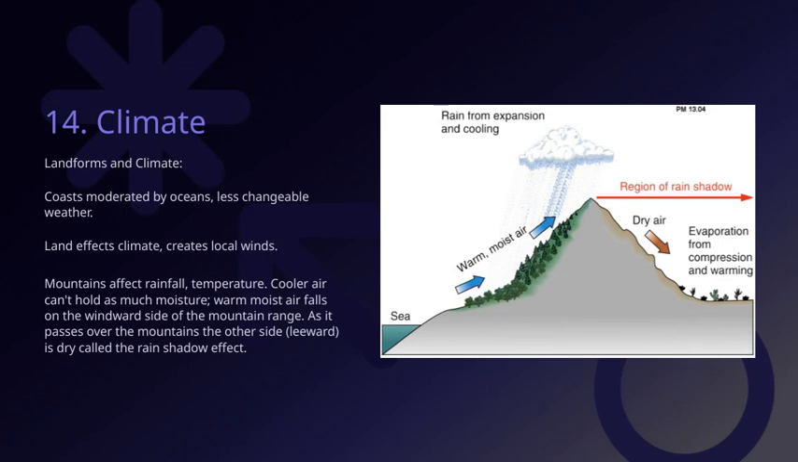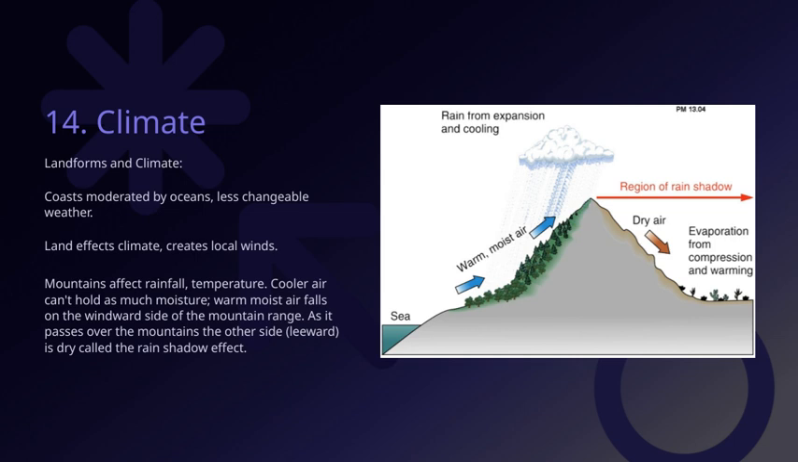Mountains play a significant role in shaping climate by affecting rainfall and temperature patterns. When moist, warm air encounters a mountain range, it rises and cools down because cooler air can't hold as much moisture as warm air. This process causes the moisture to condense and fall as rain on the windward side of the mountains. So, essentially, the windward side tends to be lush and wetter.